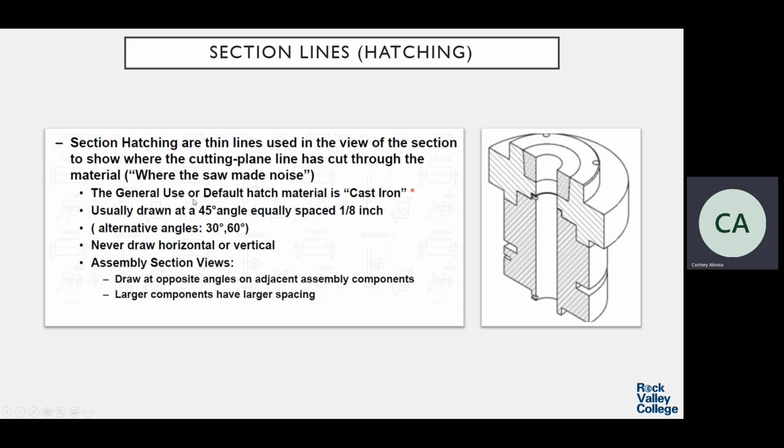Okay, so the general use of default hatch material is cast iron, usually drawn at 45 degrees and spaced at 1/8 inch. That's a little bit more detail, more for drawing or drafters. It's never horizontal or vertical. These are always going to be at an angle. Okay. And then it's just letting you know that they're all opposite. So if they're touching each other, it's just to lessen the confusion.